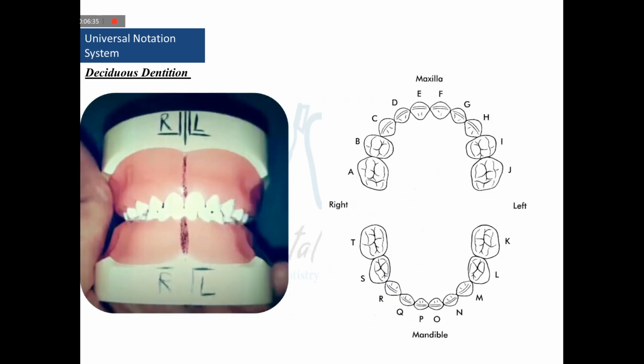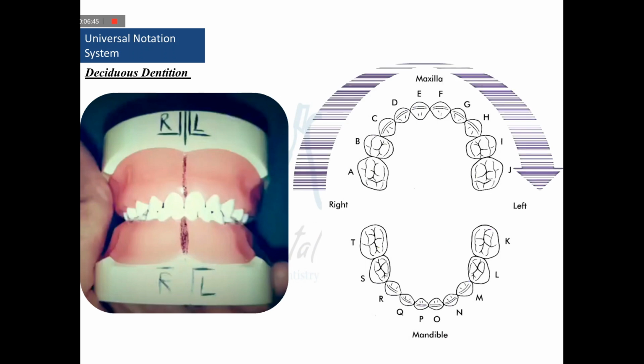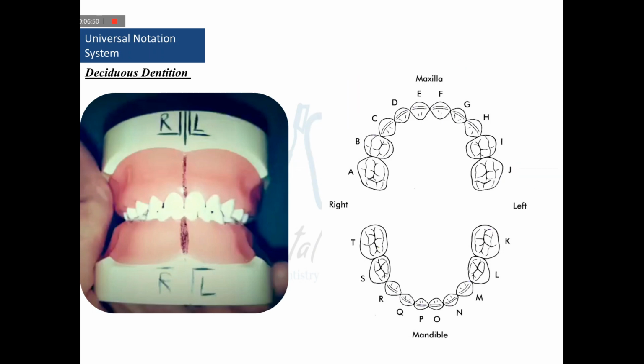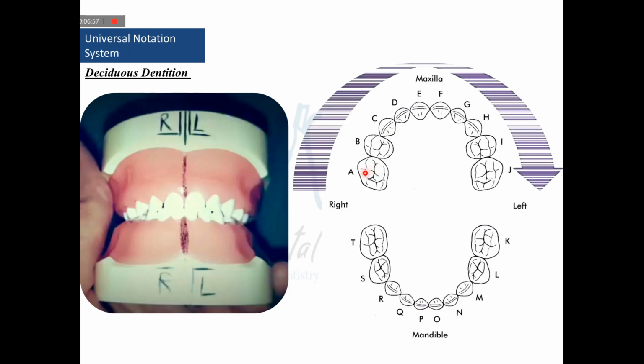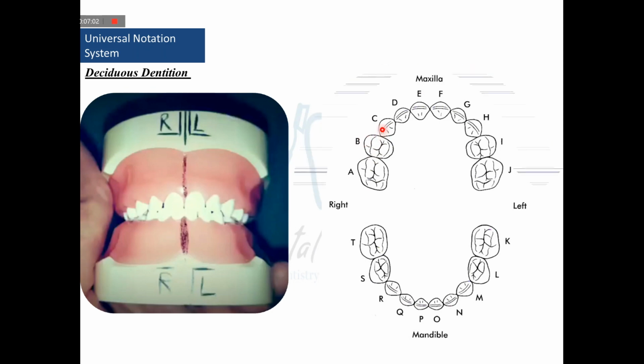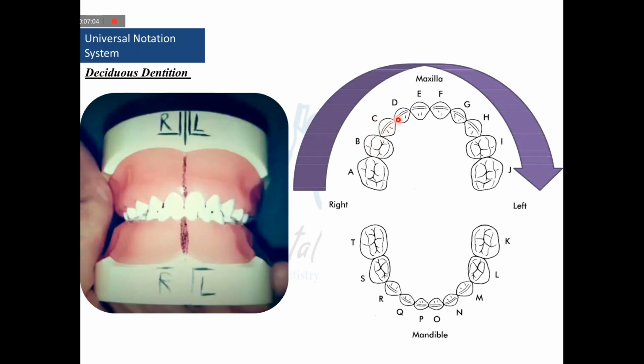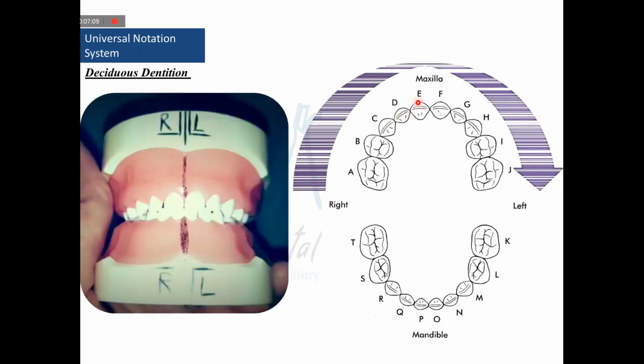Now let's go through the diagrammatic representation. As we discussed earlier, as a quick review, we count all of the teeth in one go. We start counting from the right second molar, and then we go towards the midline using the alphabetical order: the right second molar is labeled as A, first molar as B, canine on the right hand side of the maxillary arch as C, the lateral incisor as D, the central incisor as E.